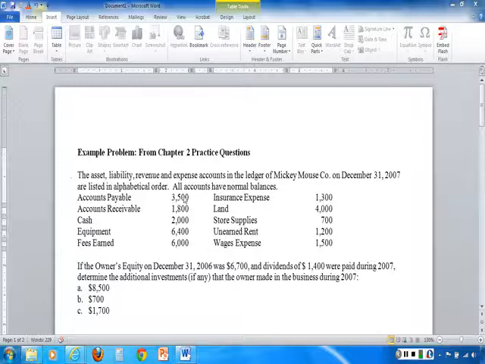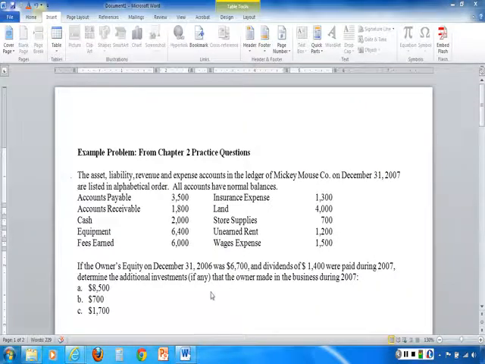So before you read the entire question, my recommendation is to read the very last line. See what the question wants you to do. I like to first start with reading what the question wants me to solve for and then read the rest of the question. So here it says, if the owner's equity on December 31, 2006 was 6,700 and dividends of 1,400 were paid during 2007, determine the additional investments, if any, that the owner made in the business during 2007.